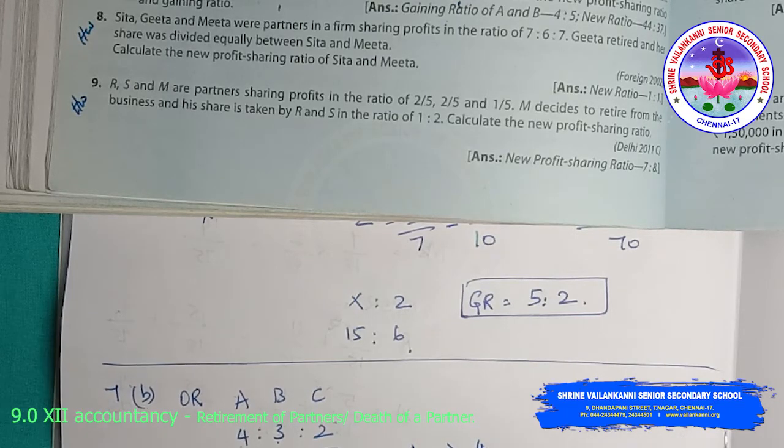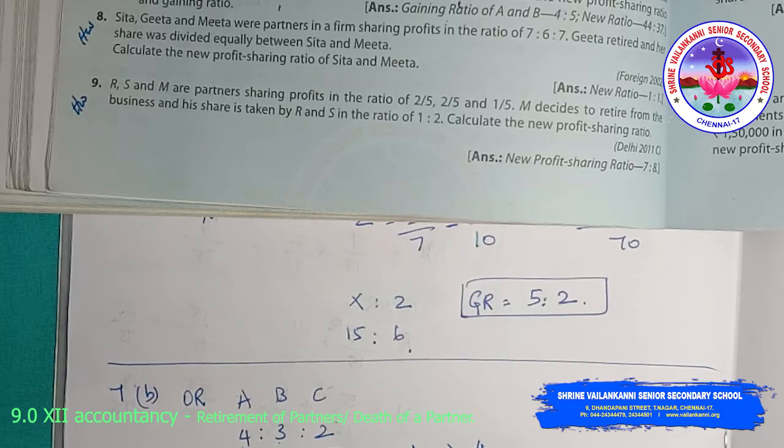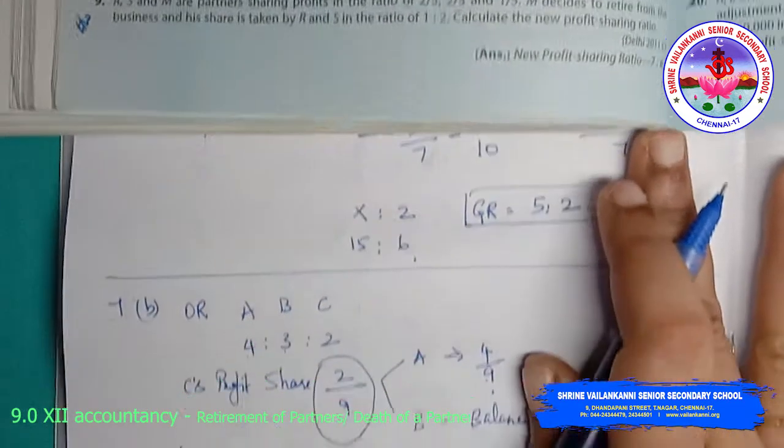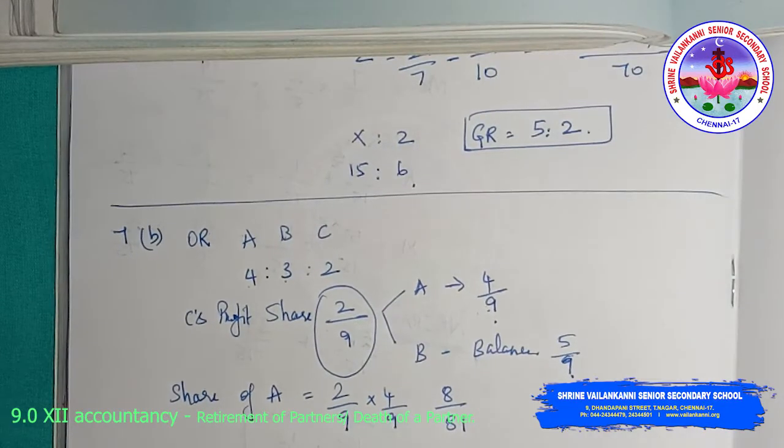Now share of B. B is getting the balance from 2 by 9. Total is 9, 4 by 9, so the balance will be 5 by 9. So 2 by 9 into 5 by 9 is 10 by 81. Okay, so this is the calculation. Now after this, what is the new profit sharing ratio?